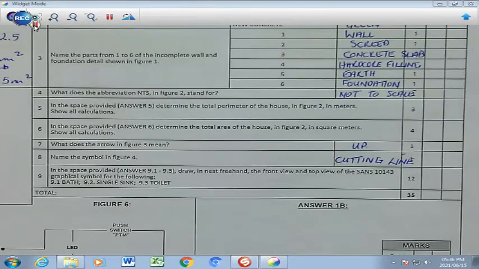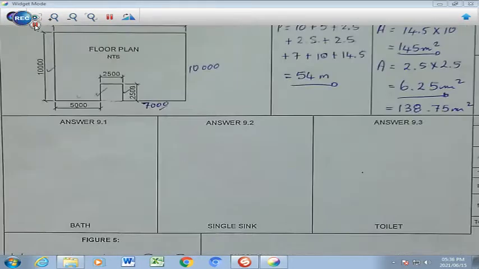Question number 9, and the final question. In the space provided in the answer block 9.1 to 9.3, please draw in freehand the front and the top view of the SANS 10143 graphical symbol for the following items. 9.1 the bath, 9.2 the single bowl sink, and 9.3 the toilet, which is your water closet.